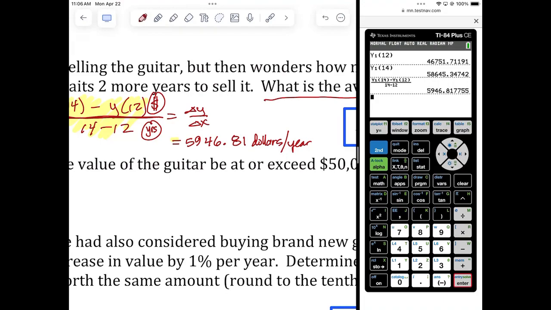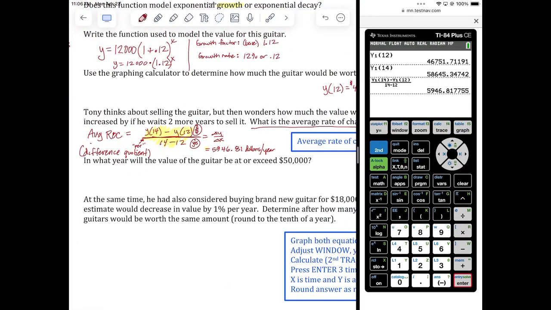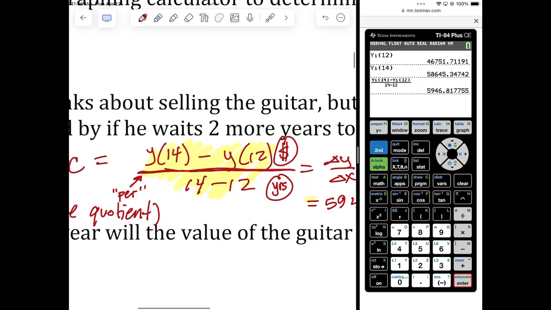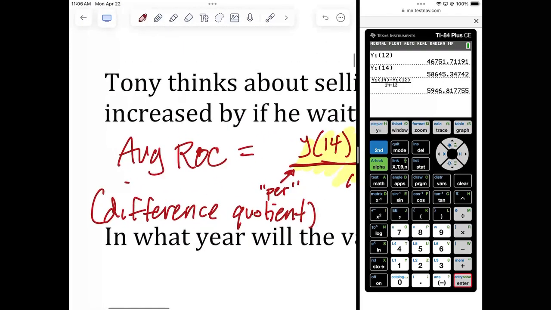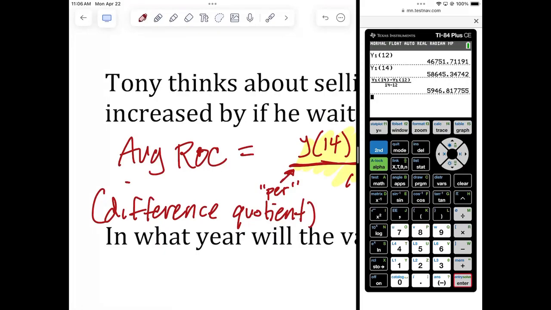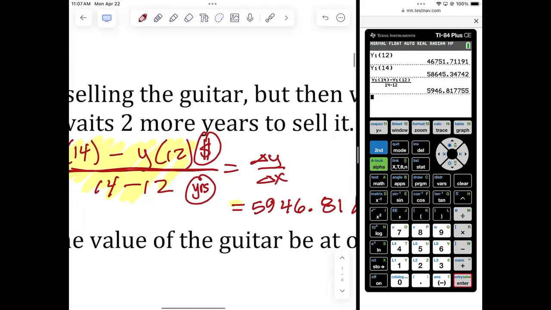Dollars per year, right? Okay, cool. Any questions on how to do that on the calculator without getting rounding error? It's simple, right? We use the calculator as a tool. All I ask of you is to show that highlighted piece right there. What's another name for that highlighted piece? It's the average rate of change. It's called the difference quotient. It's the quotient of two things being subtracted, the difference quotient.